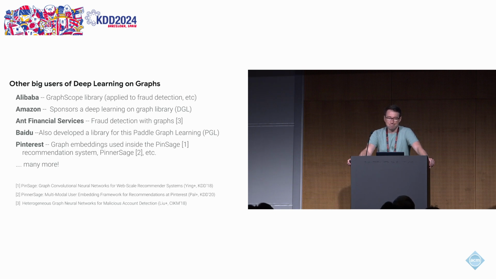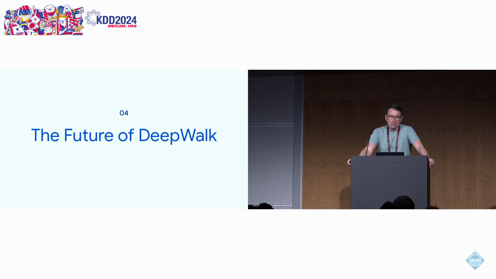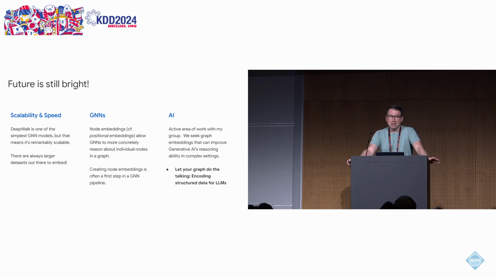These have really become the dominant force for these kinds of models and recommendation systems in large web companies. And then, to close, what's the future of DeepWalk? Will we be talking about it in 10 years? I think the answer may be yes. Maybe not in exactly the same way, but the future is very bright. There's a couple key advantages. Although DeepWalk is the simplest GNN model, it's remarkably scalable, and there's always larger data sets out there to embed.